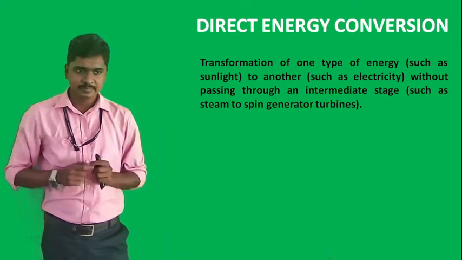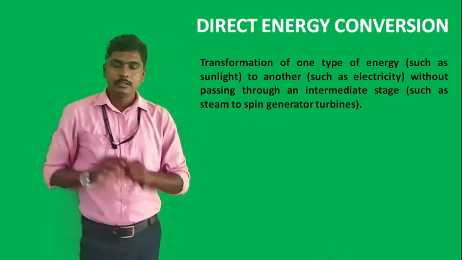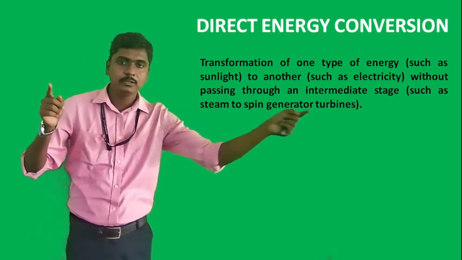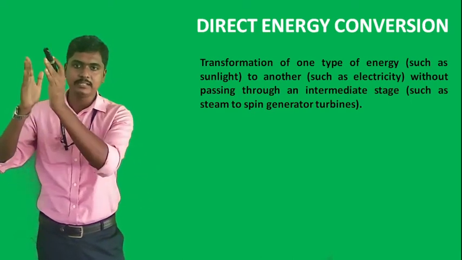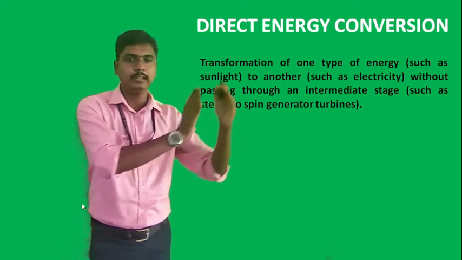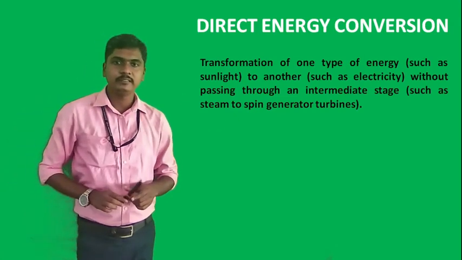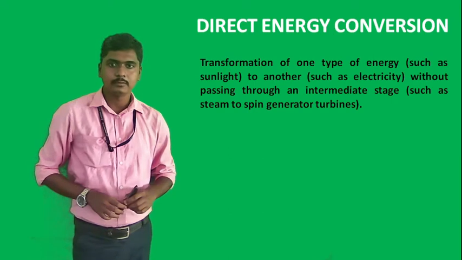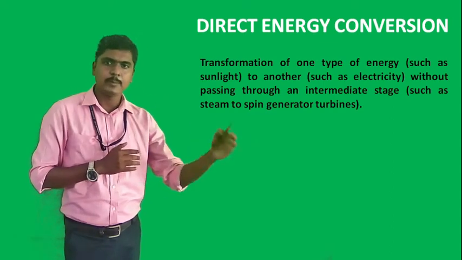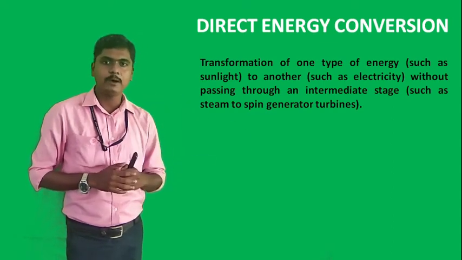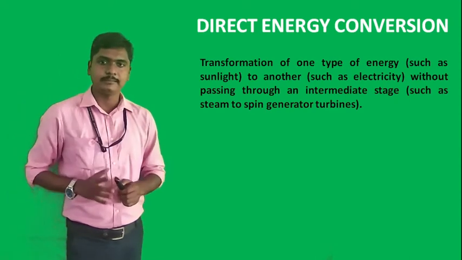Here you can see the heat energy is not directly converted into electrical energy. The heat energy is converted to electrical energy through an intermediate stage, that is mechanical energy. Initially we have heat energy that is converted to mechanical energy, then mechanical energy is converted to electrical energy. This kind of energy conversion is known as indirect energy conversion. Steam power plant, nuclear power plant, gas turbine power plant, all these kinds of power plants come under indirect energy conversion.